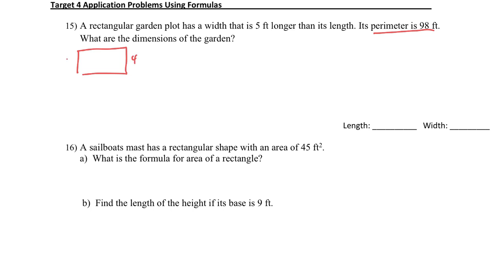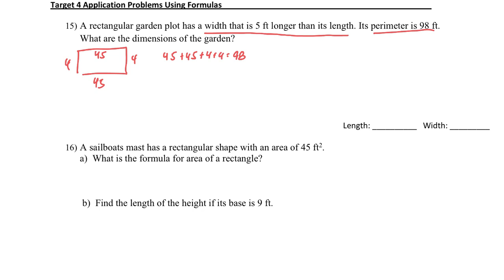4 feet and 4 feet, 45 feet and 45 feet. Now I know that if I add those together, 45 plus 45 plus 4 plus 4, that equals 98 feet. That gives me a perimeter of 98 feet. Why can that not possibly be the answer? Because of this statement right here. The width is 5 feet longer than the length.